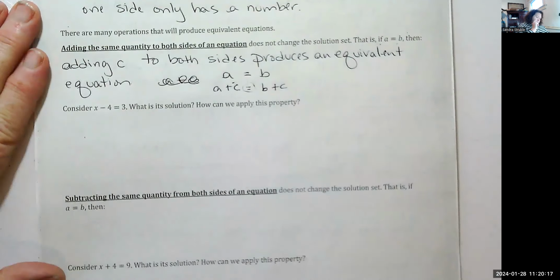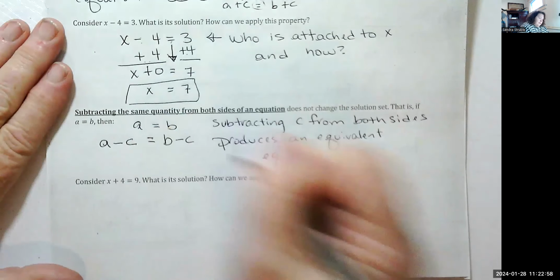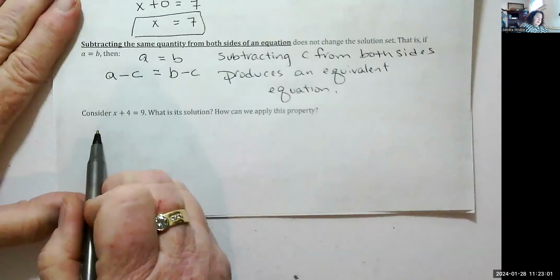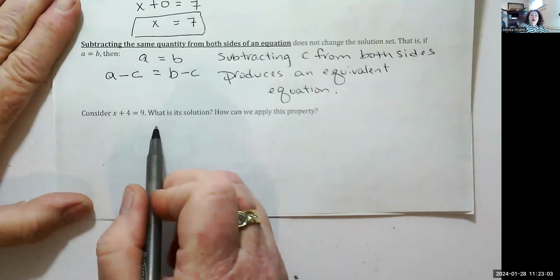Okay, so what that means is I'm going to take that A and subtract C, but we have an equal sign again. And so if A and B are equal and we subtract C from A, we've got to subtract C from B. All right. Consider x plus 4 is equal to 9.